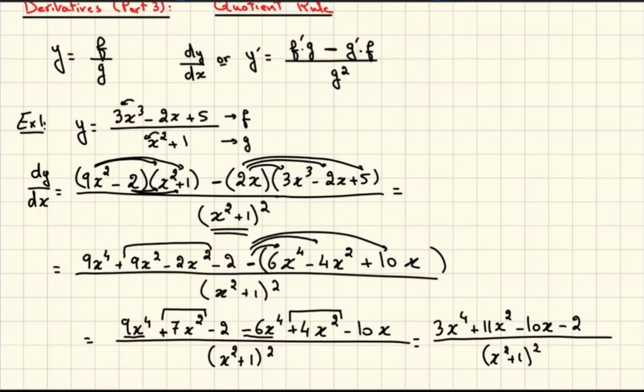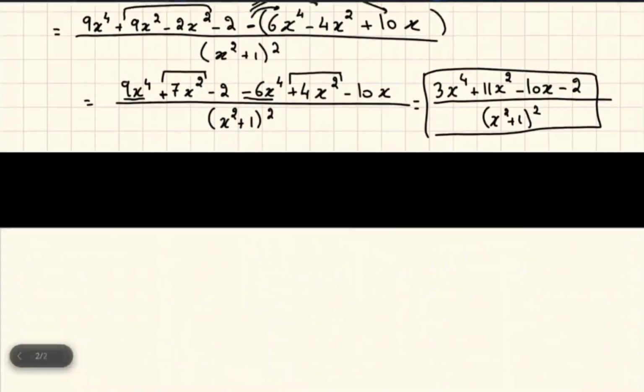You can only simplify if you have multiplication in the numerator and multiplication in the denominator. In that case, if you have x squared and x squared, you can simplify. Let's look at another example. Maybe I'll make this one harder.